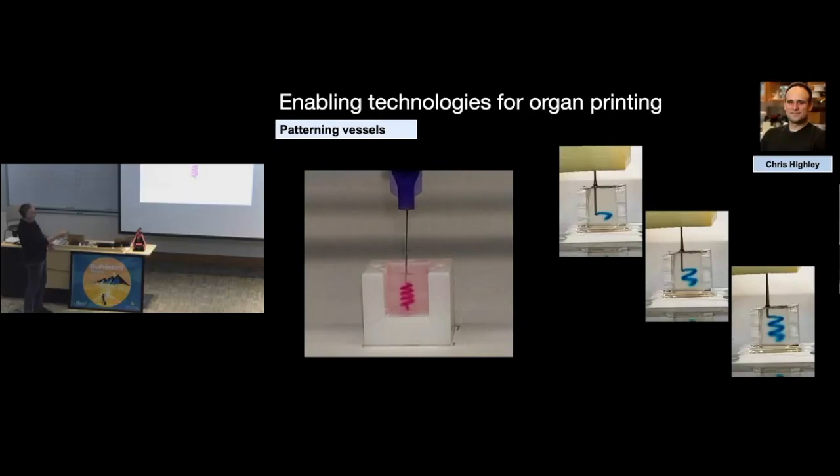So in this case, the ink is another gel, which is shown here in pink, and in these images, it's shown here in blue. So again, it's just printing those structures that I told you were really complex. And this is really nice. We've been using this technology for a number of years.